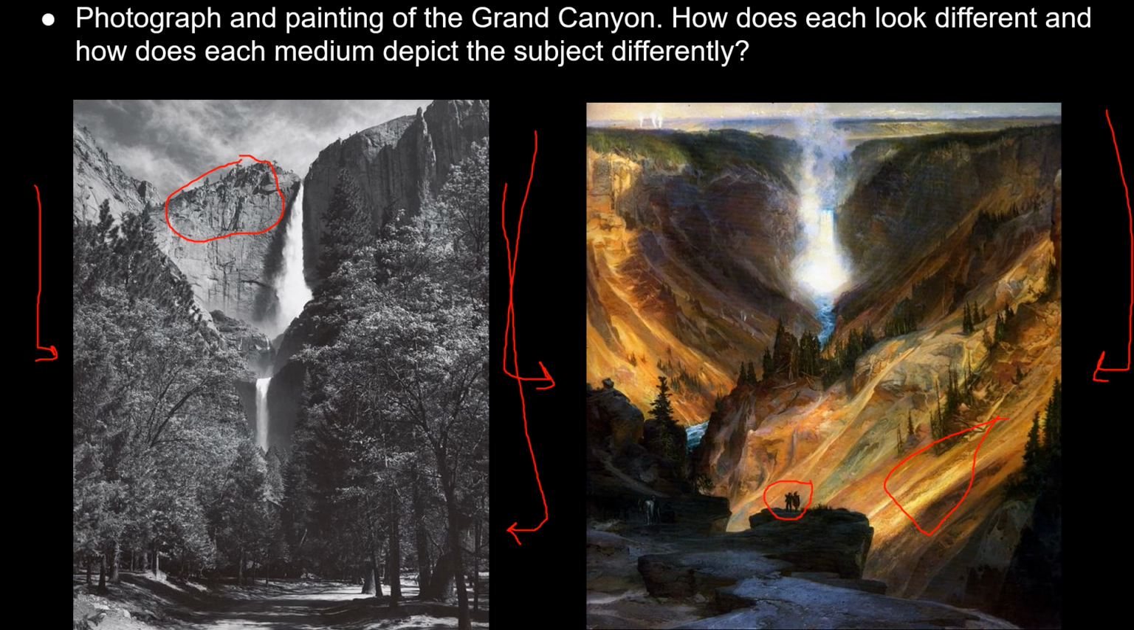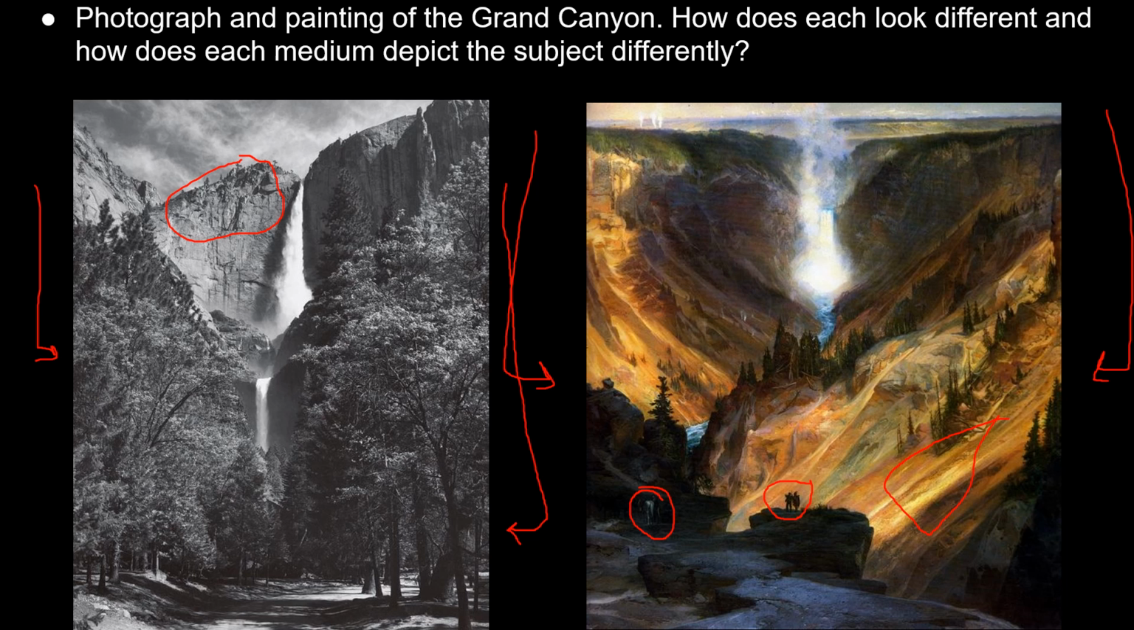You know, those people probably were never there. Here's a horse butt. You know, I love horse butts in paintings. That horse butt was probably also not there. This is kind of a combination, an interpretation of the Grand Canyon by the artist Thomas Moran. Whereas for Ansel Adams, this is exactly what the Grand Canyon looked like on this day.